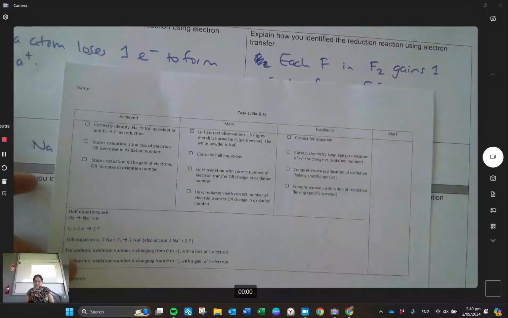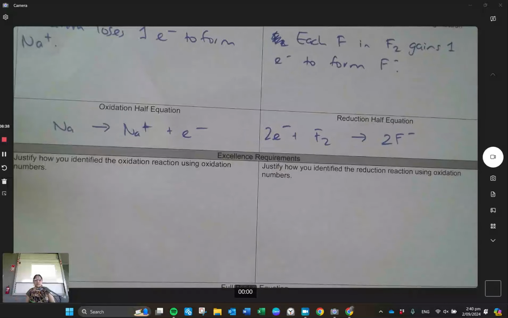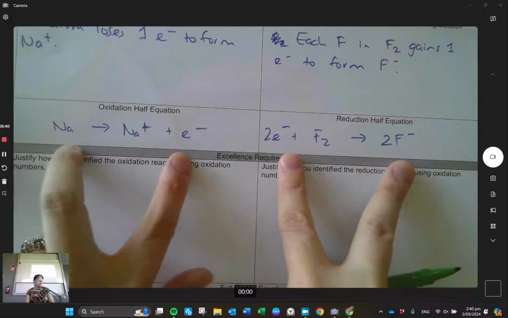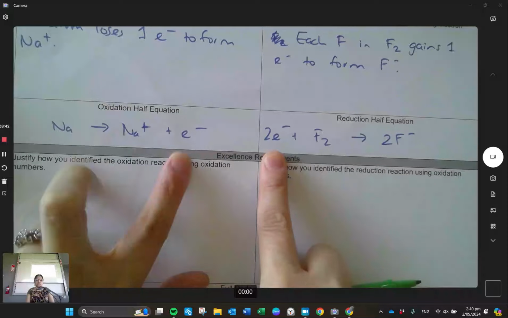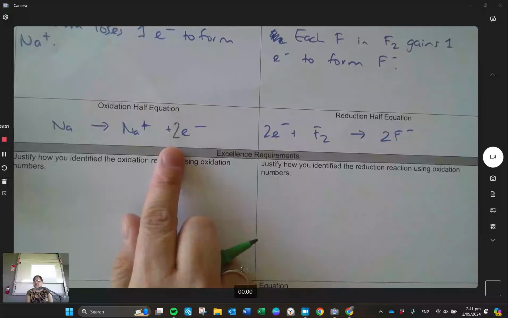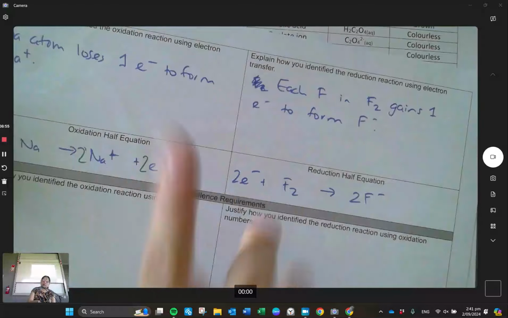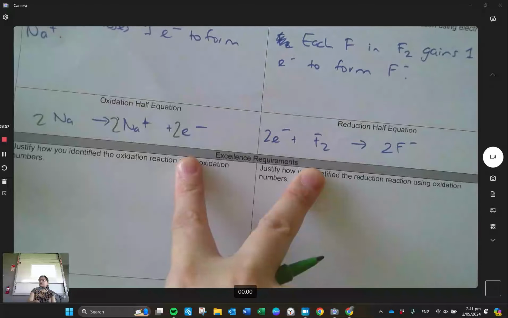Cool. And then excellence was putting the full equations together. So this is where people got wonky. They were trying to put these 2 equations together, and they're just like, oh, 2 electrons, and these need 2 electrons. And then they're like, cool, my equation's done. And then they started smashing things together. You can't just chuck a 2 in front of here. You have to multiply the whole thing by 2. So that should be a 2 and that should be a 2 when you start putting things together. So the electrons cancel out.